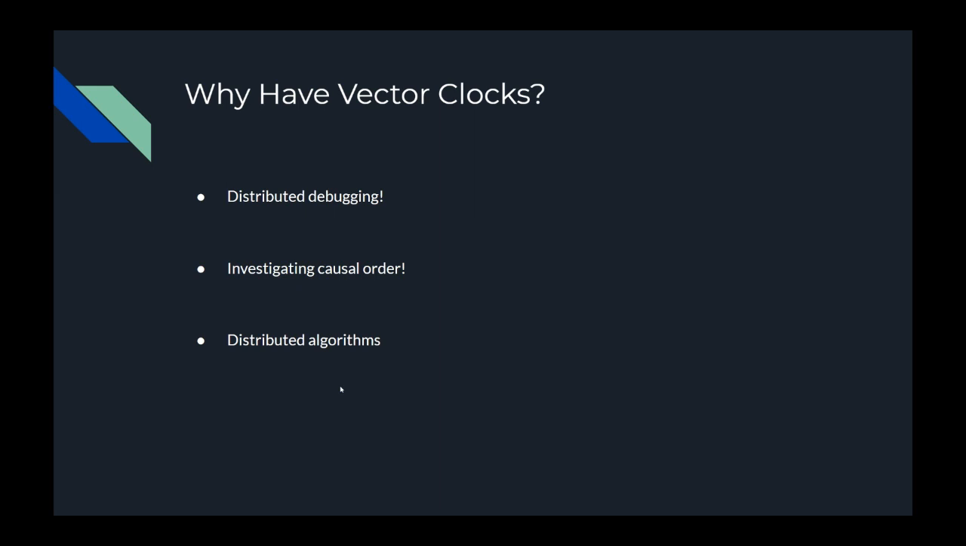So why have vector clocks? We've gone over this, but some real world uses are distributed debugging. They allow this ordering that might help you figure out why there's a certain bug going on in your code on this distributed system. You can investigate causal order, and see if your system is holding true and operating correctly. And then in general, vector clocks allow you to do loads of distributed algorithms that you wouldn't normally be able to do.